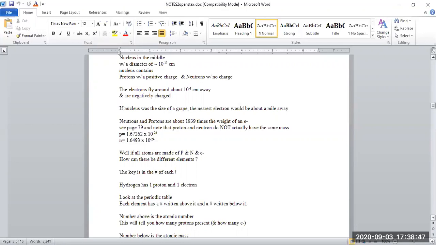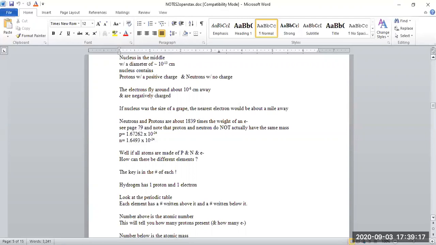Okay, so somebody was asking me questions about quarks and stuff last class period. Let me dive into that just a little bit. In reality, a proton is a neutron and an electron bound together with a neutrino. So there is actually a little bit of a difference there.